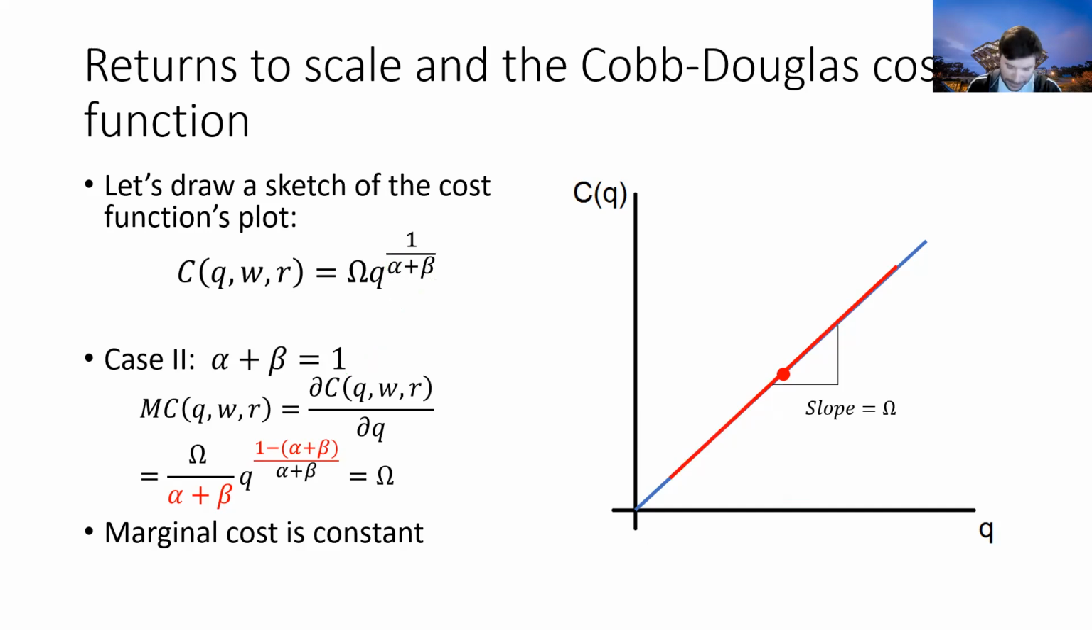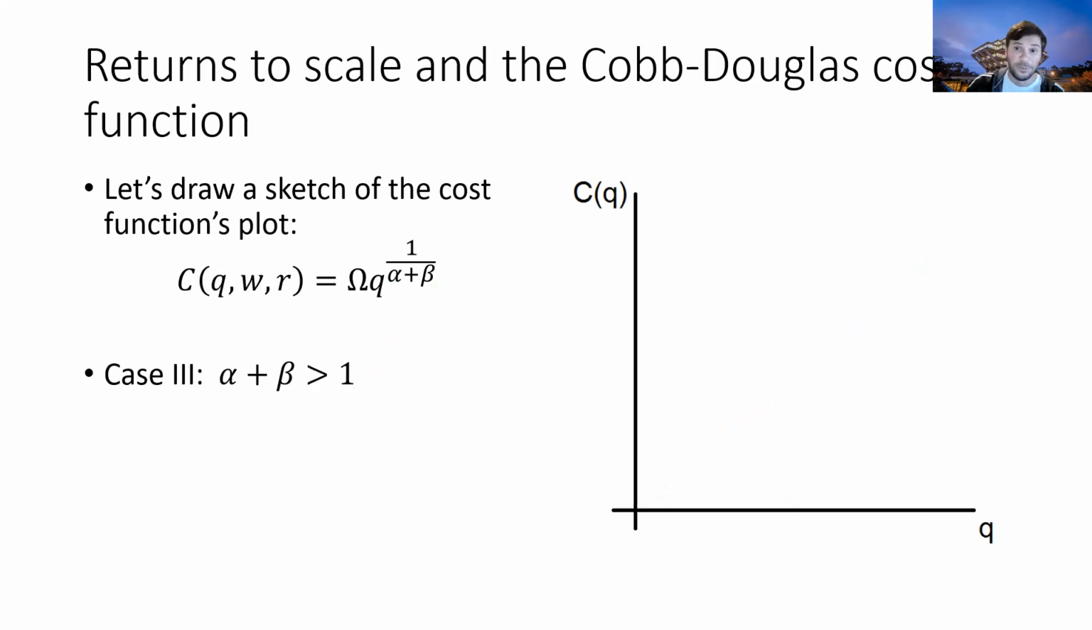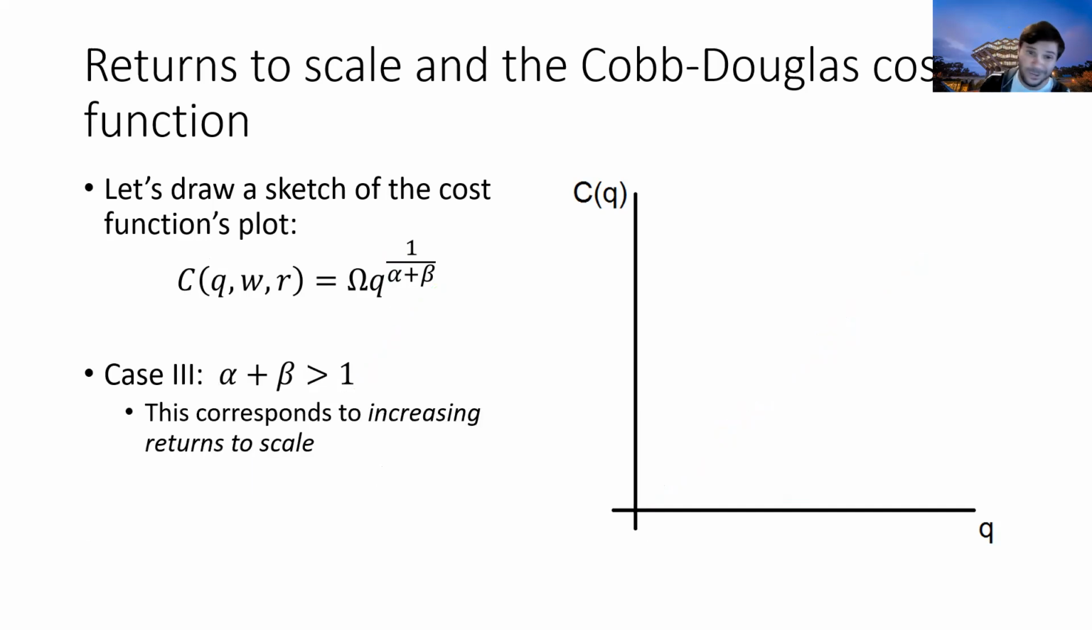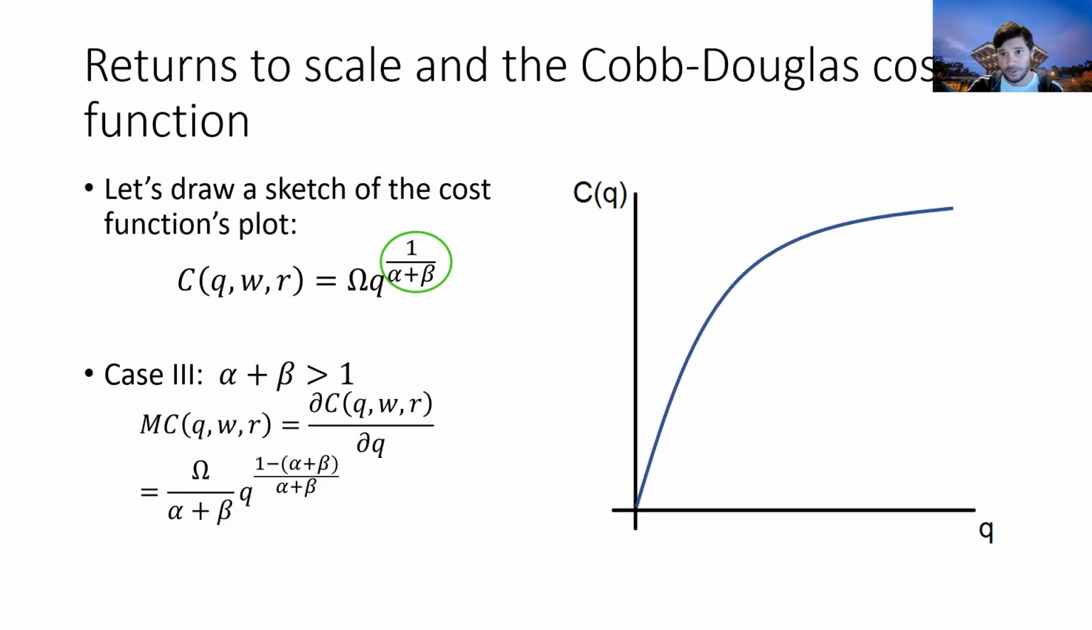Okay, last but not least, if alpha plus beta is greater than 1, meaning we face increasing returns to scale, then this exponent is going to be smaller than 1. And if that exponent is smaller than 1, then we're going to get a graph of cost where the marginal cost diminishes. Marginal cost is diminishing here.